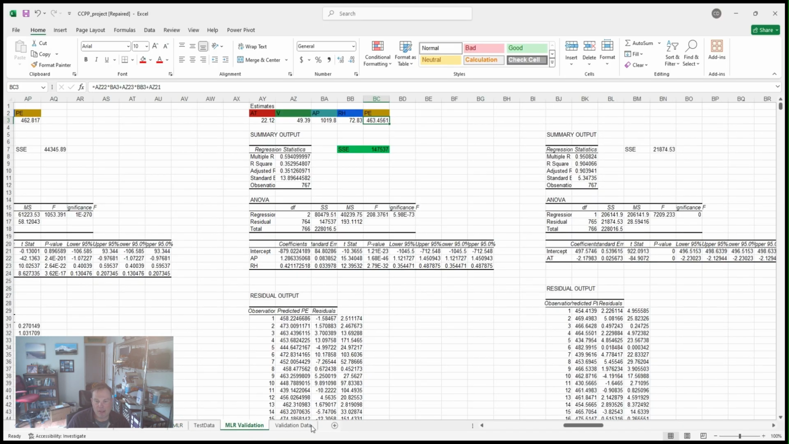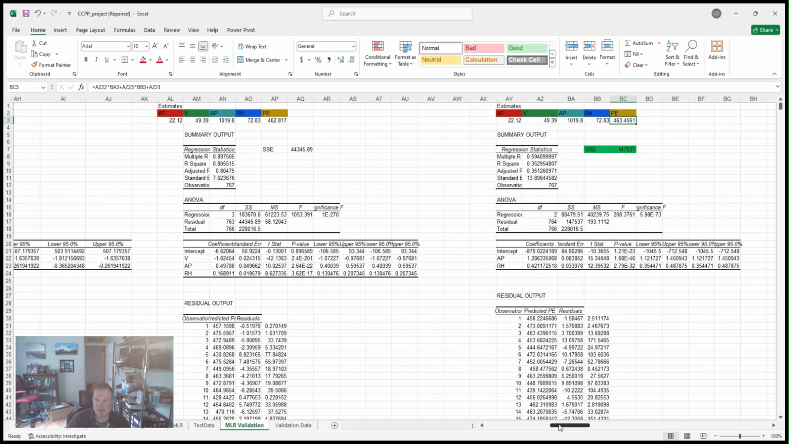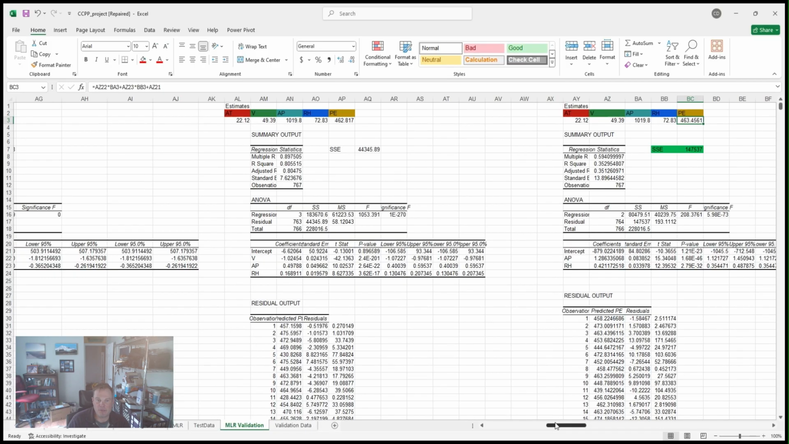Went into the MLR validation and saw the same results. We had a superior sum squared error for AP and RH, but we had an inferior result on the estimate. This one, I believe, the correct answer was 451.